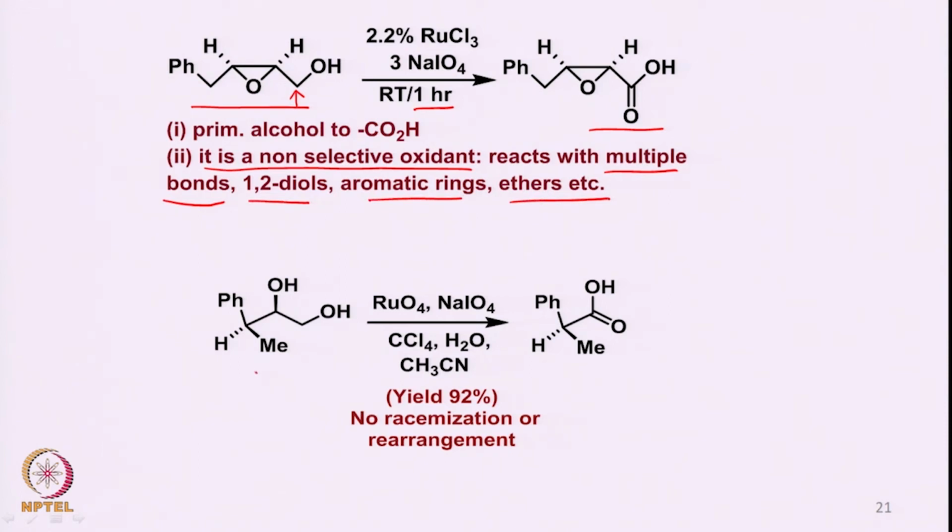Now, for example, here we take a diol of this type which undergoes a cleavage here to form eventually via the corresponding aldehyde the corresponding acid. So, there is no racemization or there is no rearrangement that occurs during this process. Which is an advantage by using such a reagent, which is a bit of an aggressive reagent, but then reactions are done at milder conditions, and therefore, there are no side products that are formed.